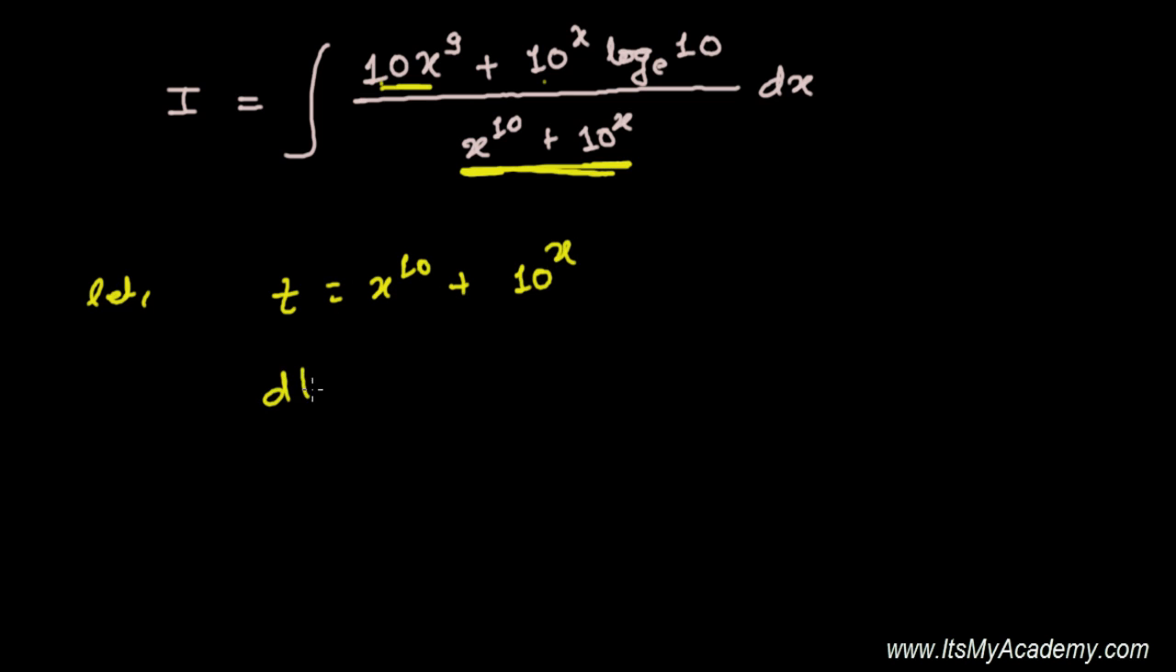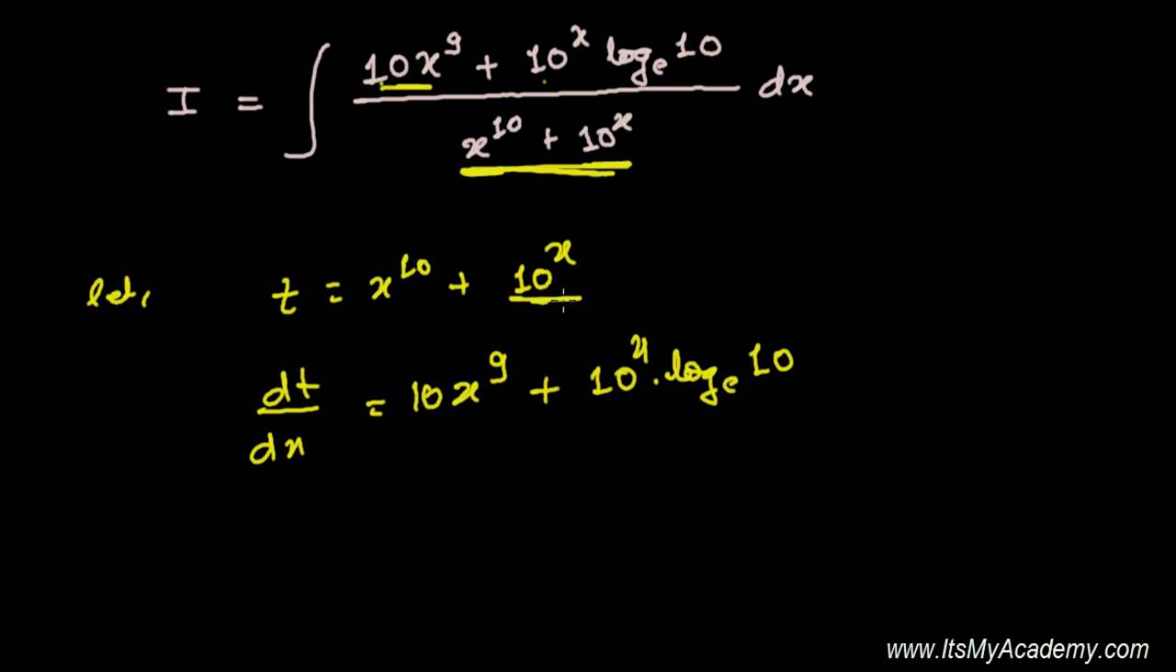Therefore, dt over dx is going to be 10x to the power 9 plus the derivative of 10 to the power x, which is 10 to the power x times log e 10. This will be the derivative of this. If you're confused, you can do it in this way. Let me show you. You know how this came, but I'm just showing you how it came.